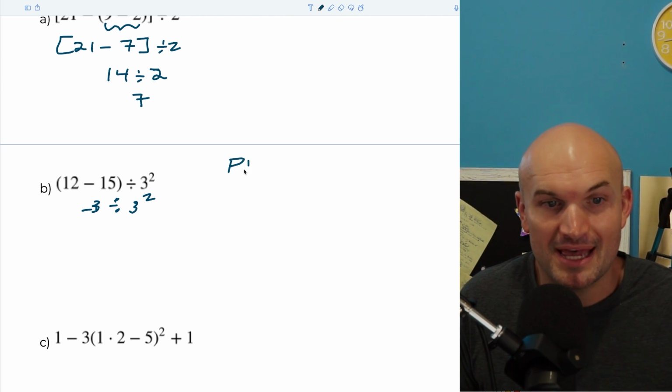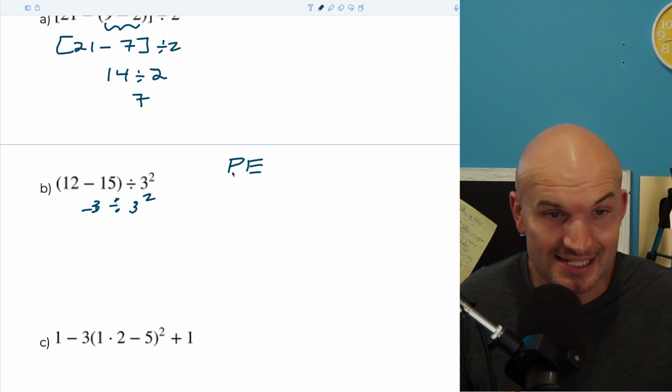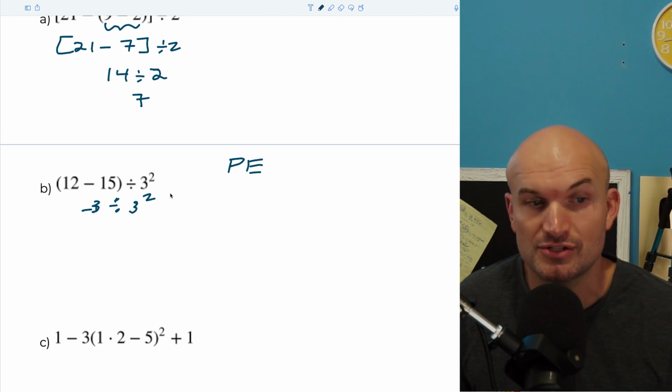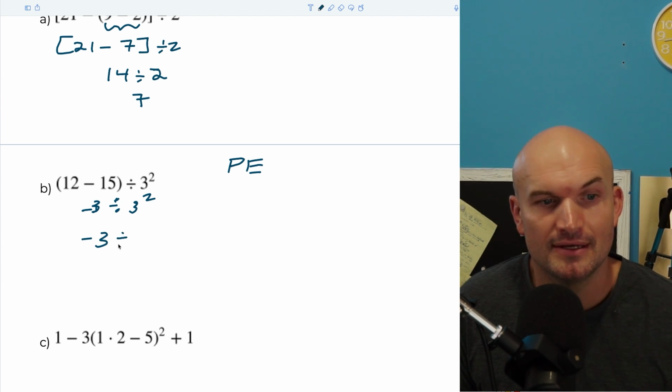So in this case, remember PEMDAS. So we have parentheses, and now we have exponents, right? So I have to find my exponent. 3 squared is going to be 9. So this is a negative 3 divided by 9.